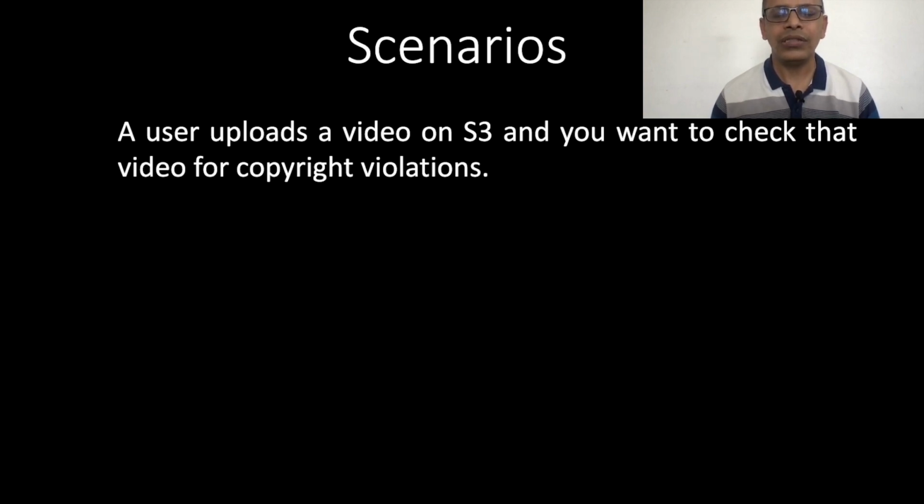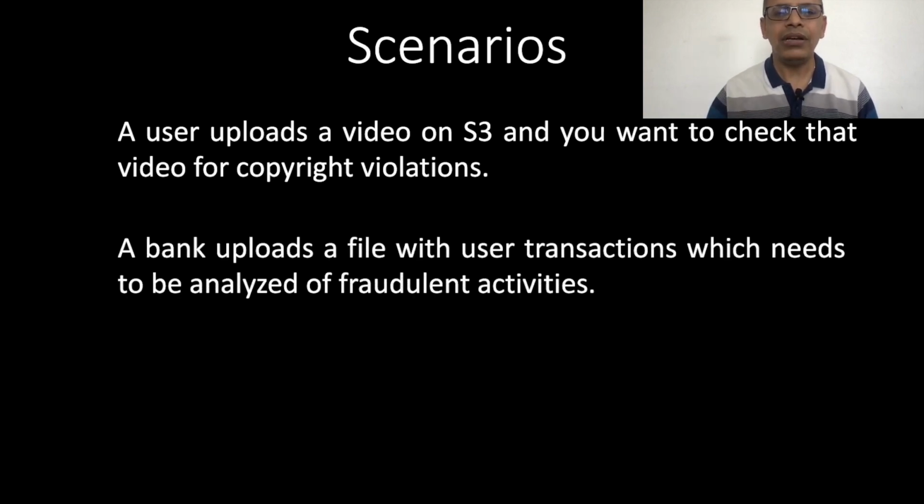to process your video. Similarly, a bank wants to figure out if there are fraudulent activities happening on a user account. So they can download the transactions, upload them to S3, and trigger an event to the SQS queue where an EC2 application can process that file.